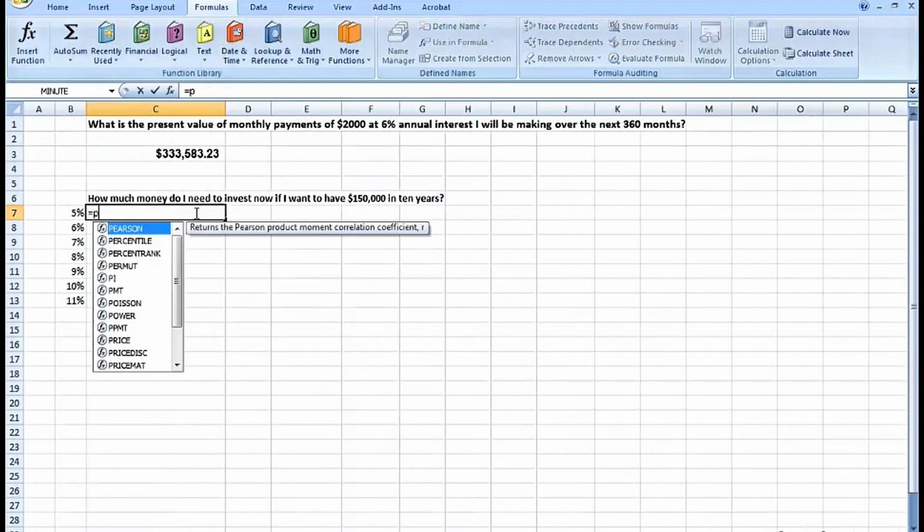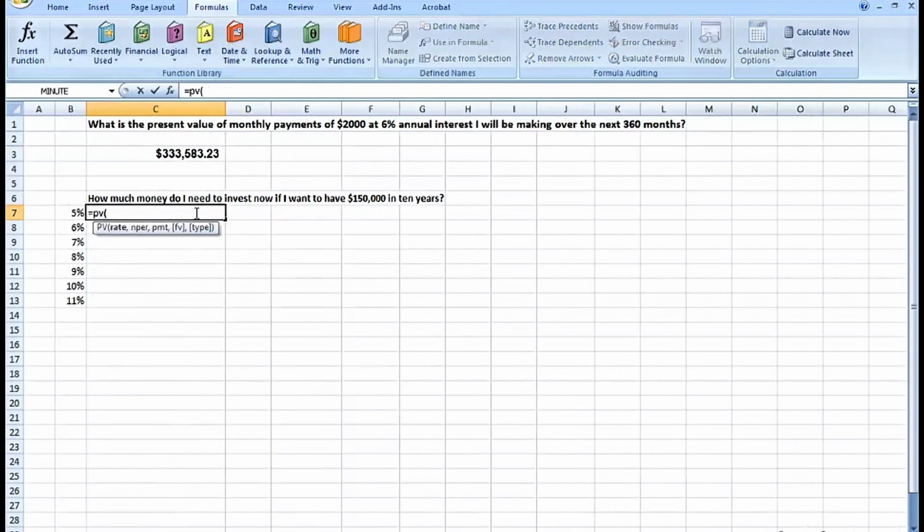Equals PV, left parenthesis. We want to be referring to this 5% right here, comma, 10 years, comma. We're not going to be making any payments here. 0, comma. We'd like to reach $150,000. Be sure not to put a comma after the 150. If you work with financial functions, you wouldn't do that, but sometimes you slip up a little bit. So what do we need here?